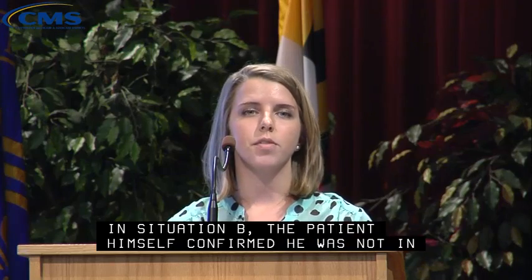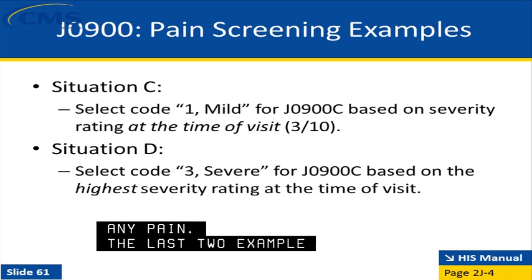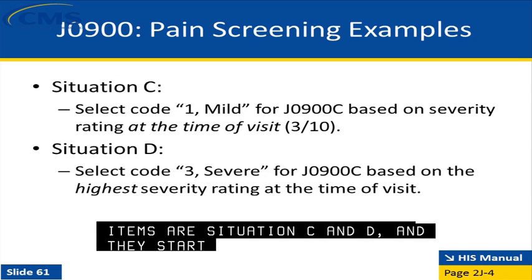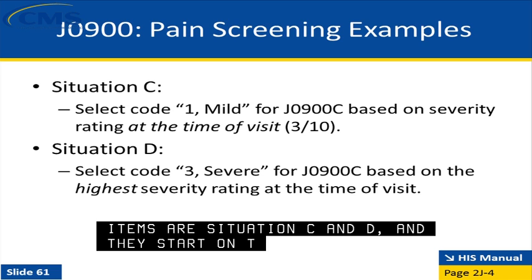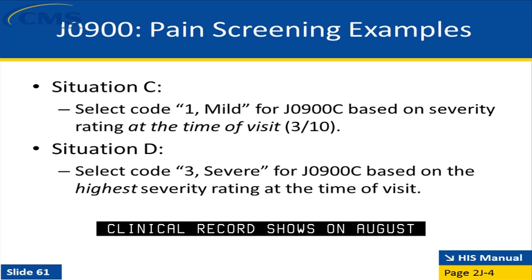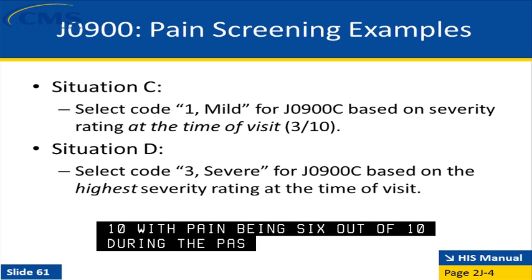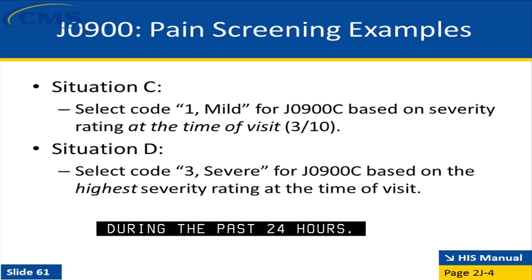The last two examples for this item are situations C and D, and they start on page 2J4 in the Hospice Item Set Manual. In situation C, the patient's clinical record shows that on August 12, 2014, the patient reported abdominal pain of a 3 out of 10, with pain being a 6 out of 10 during the past 24 hours.